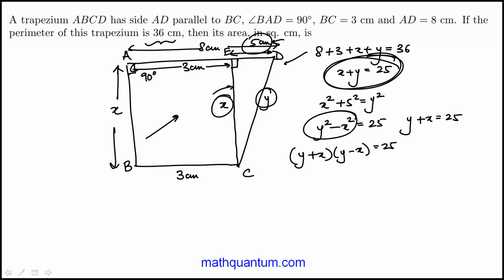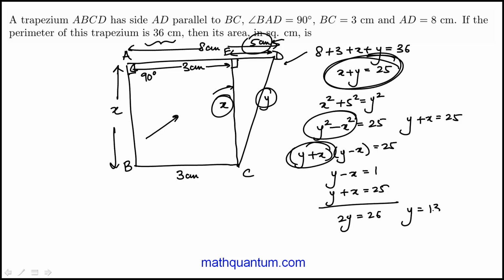I mean, you can certainly substitute, you'll end up with a quadratic. And then Y plus X is 25. That means Y minus X is 1. So now we have these two equations. I can add them. 2Y is 26, Y is 13, and you'll see X is 12.